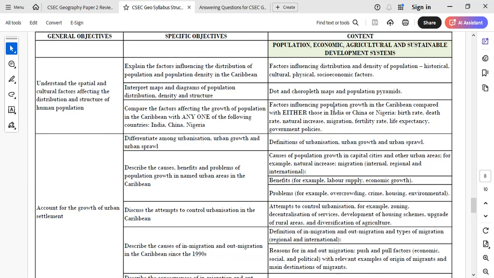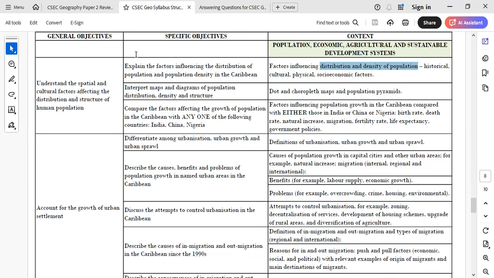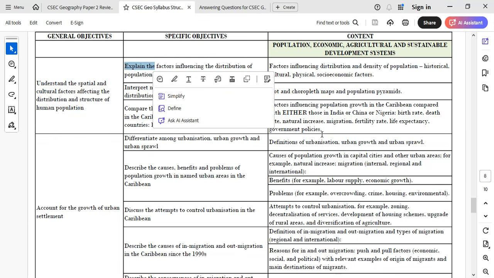Some of them they specify what you should define, but some you just need to know. So even though they don't say the word define, for population distribution or density, you still need to know the definition in case it asks. What is population distribution? What is population density? Right? But more importantly, as an explanation question, could you explain the factors that influence why people are found where they are?